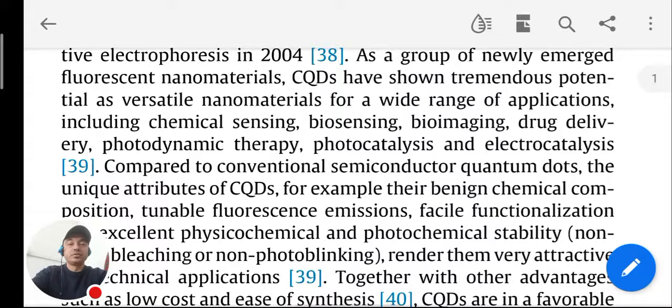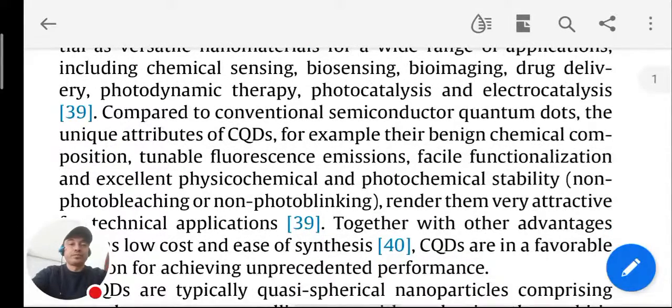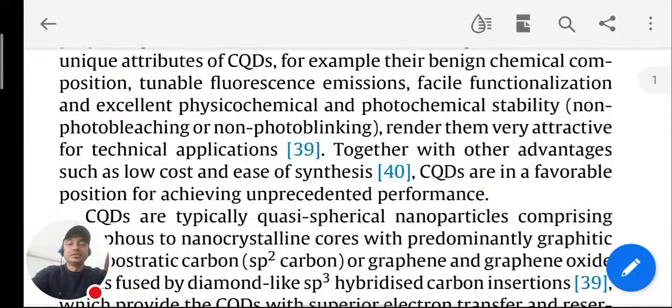Compared with conventional semiconductor quantum dots, the unique attributes of carbon quantum dots, for example chemical composition, tunable fluorescent emissions, facile functionalization, and excellent physicochemical and photochemical stability, non-photobleaching and non-photoblinking, render them very attractive for technical applications. Together with other advantages such as low cost and ease of synthesis, carbon quantum dots are in a favorable position for achieving unprecedented performance.